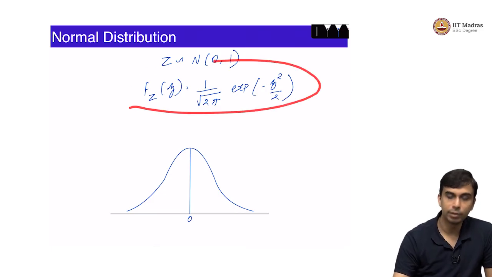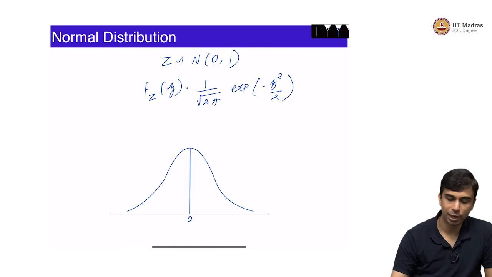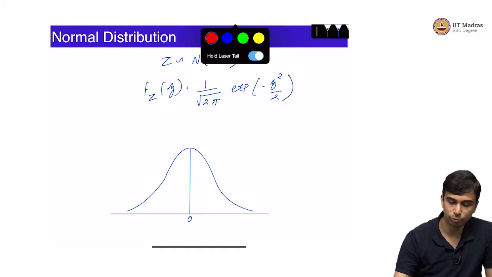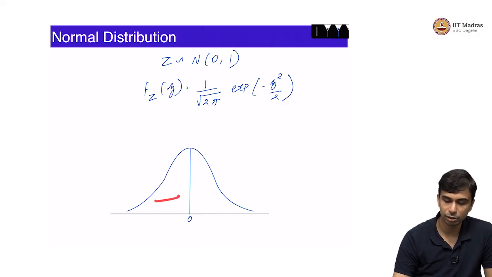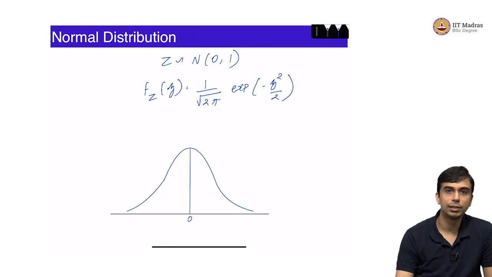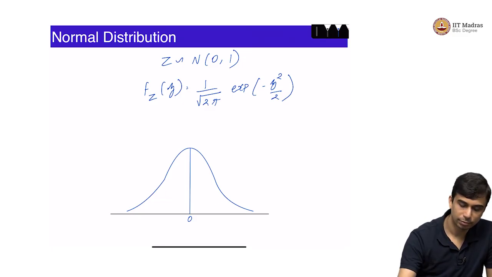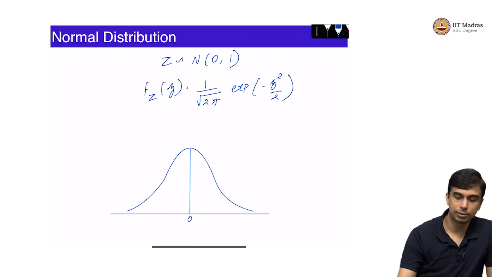And if you plotted the density function, you would have this characteristic bell shaped curve. You can clearly see it is centered around 0, and it decays in this way as you move either in the negative direction or in the positive direction. So, Z can take both positive and negative values. So, this is the density function of the standard normal.